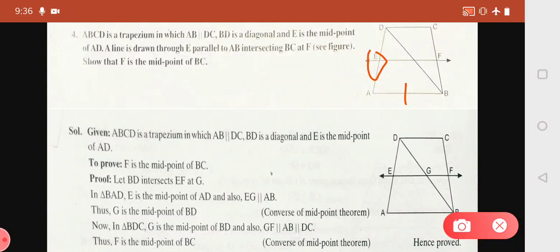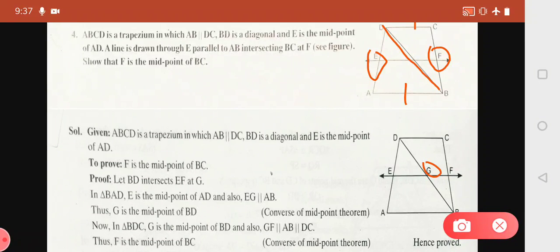These 2 sides are parallel to each other and BD is a diagonal. These 3 things are given. Now we have to prove that F is the midpoint of side BC. For proof, let BD intersect EF at G. Now where the diagonal BD is intersecting the line segment EF, let it be G. We have given here the name G, here you can see.